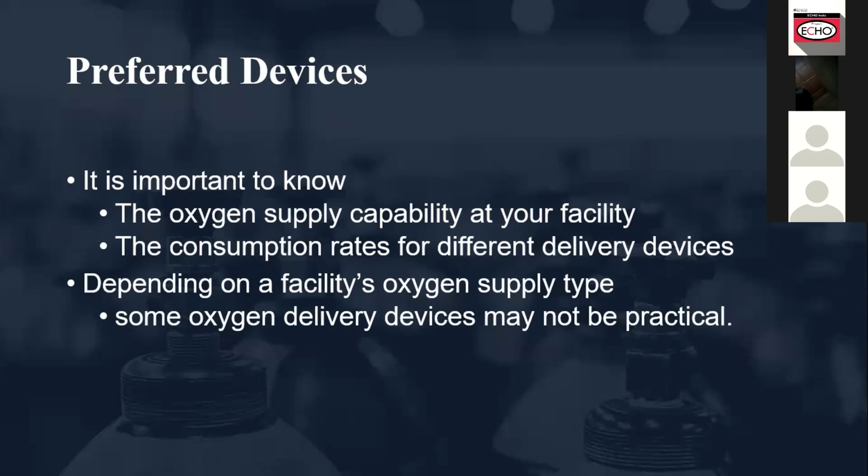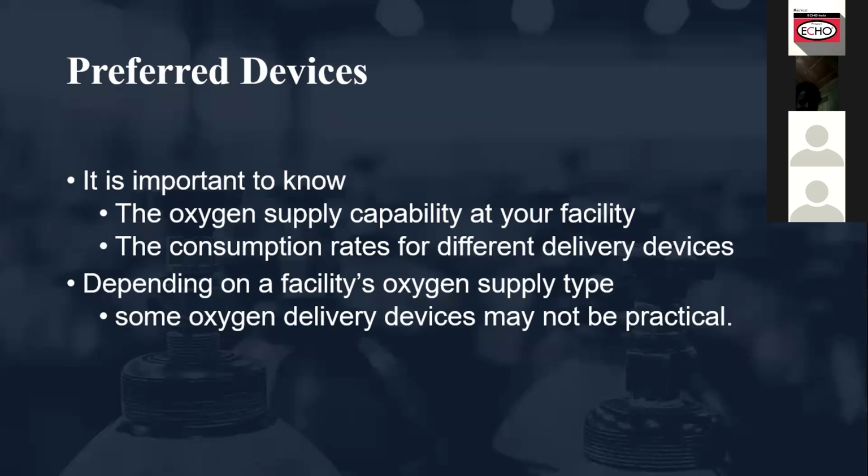Okay, so really it's important to know the oxygen supply capability at your hospital. It means you just need to use what you have. Don't think we need material from everywhere to transfer to do it. Just use what you have. Then remember the consumption rate for different delivery devices. If you don't have even a nasal cannula, really it's really hard in our settings.